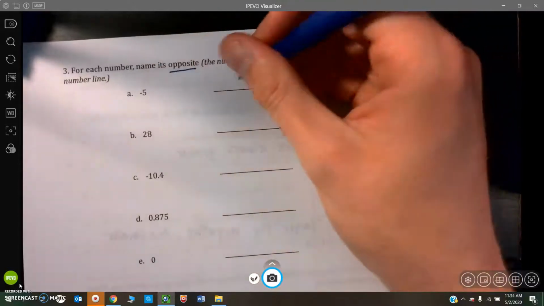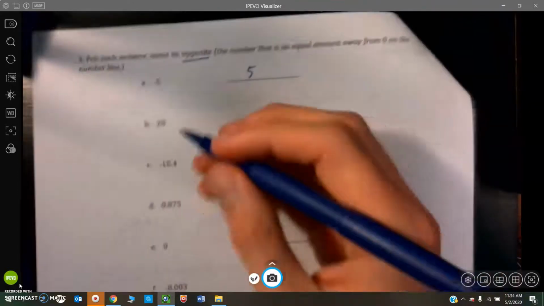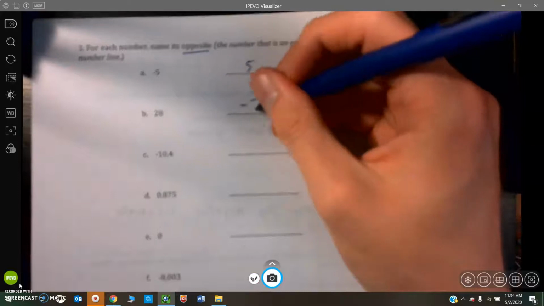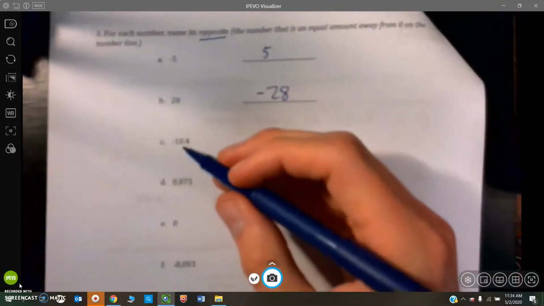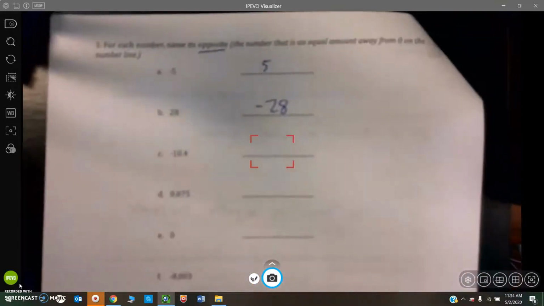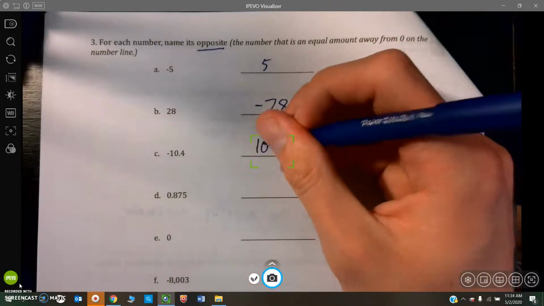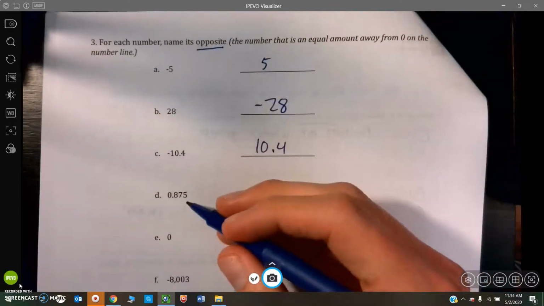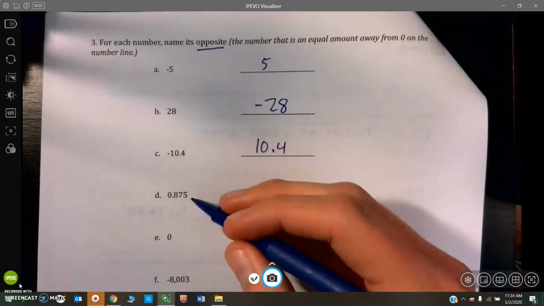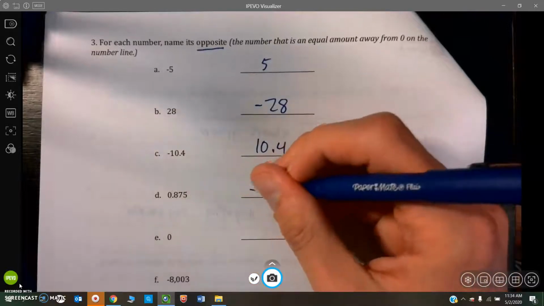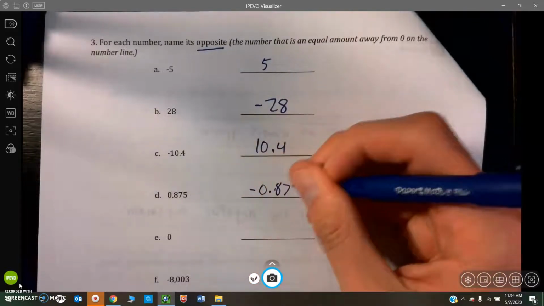So the opposite of negative 5 is 5. The opposite of 28 is negative 28. The opposite of negative 10 and 4/10 is positive 10 and 4/10. The opposite of 875 thousandths is negative 875 thousandths.